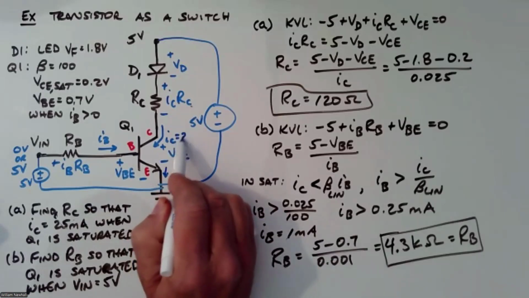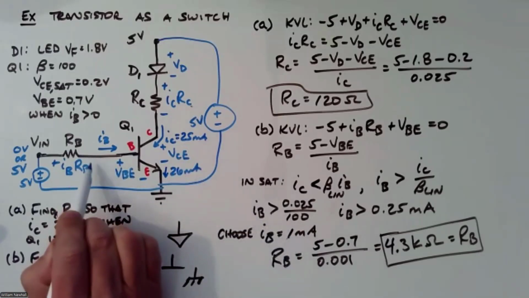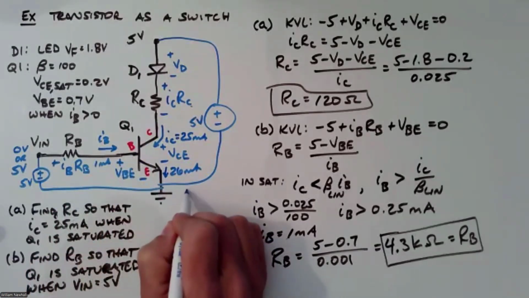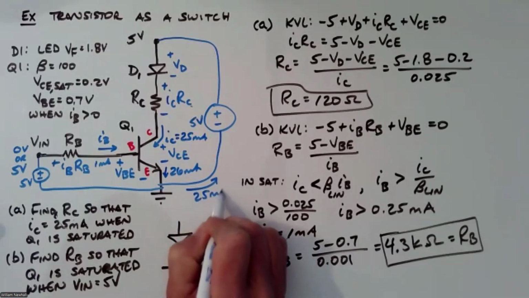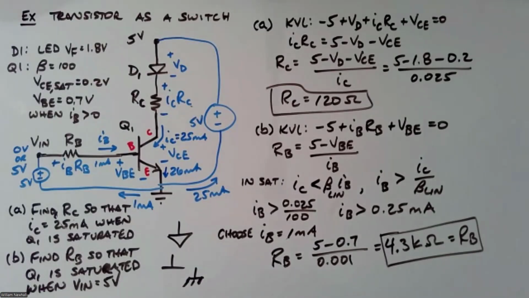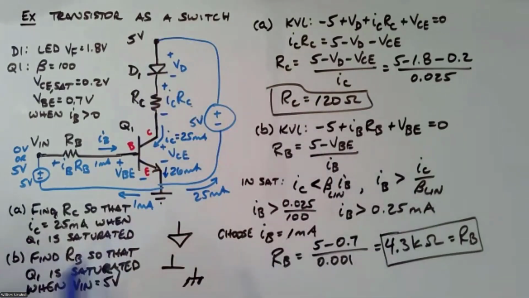So here I have 25 milliamps. This will be 26 milliamps, right? Because I have 1 milliamp going into the base, 25 coming into the collector, 26 going out. And then going this way, I have 25 milliamps and 1 milliamp. So that's how the current flows: 1 milliamp this way, 25 milliamps this way, 26 comes out of the emitter. Okay, so that's how we do not violate KCL there.